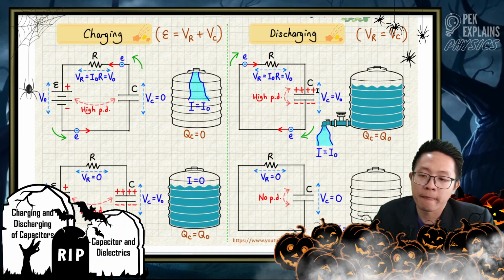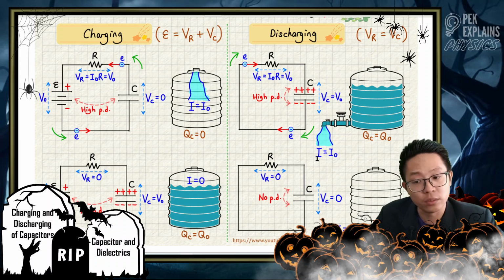How about the discharging process? In discharging, initially the capacitor is full of charge. It has just been charged up by the battery, and then the battery is removed. Let's say I remove the battery. Now the capacitor is full of charge, full of voltage, potential difference. The charge in the capacitor is the maximum charge Q naught. The voltage across the capacitor is also the maximum voltage V naught. It's just like the water tank is full of water, full of charge.